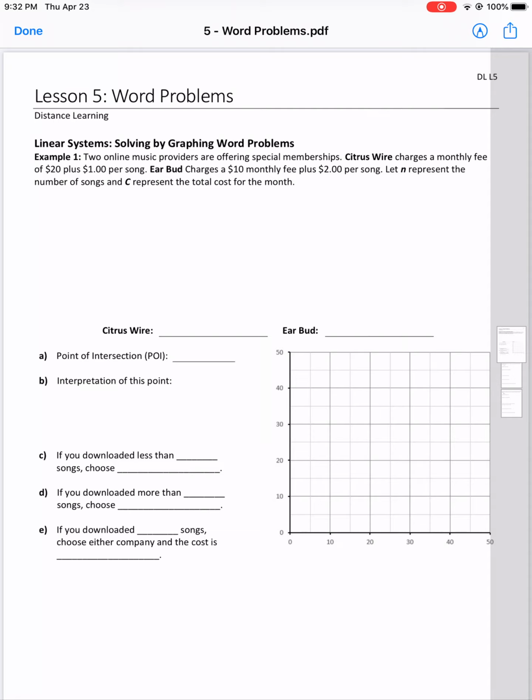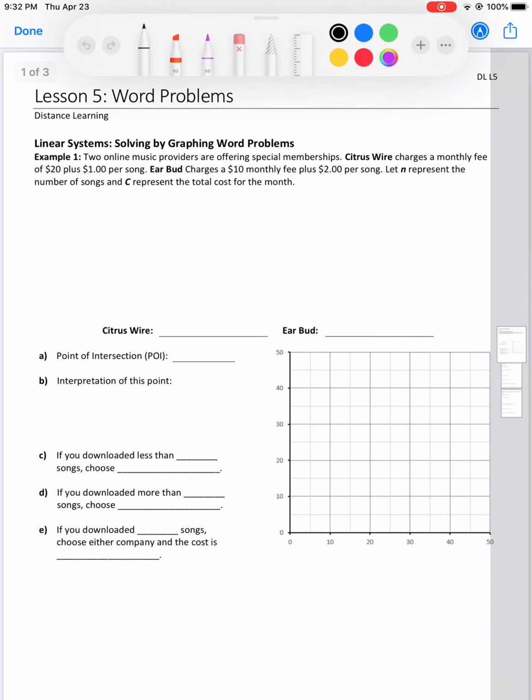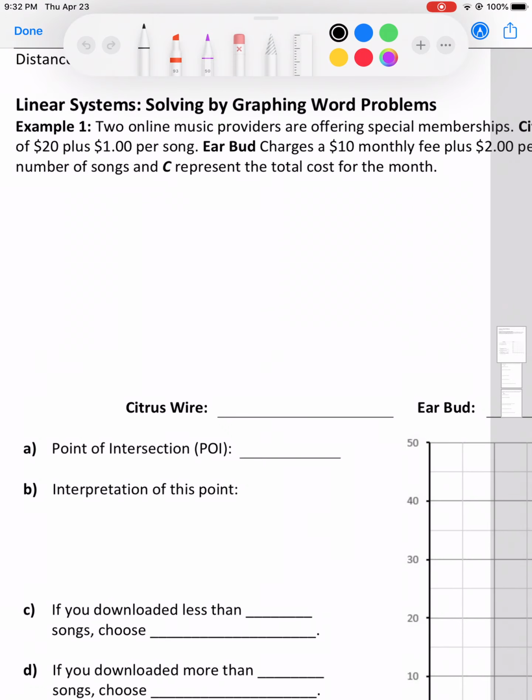So, linear systems. Again, like what we were doing last time, we need to determine the two variables, okay? That's what we're doing here. You guys did struggle with that on your last assignment, so hopefully this time you guys will do a better job. So, what are my two variables?